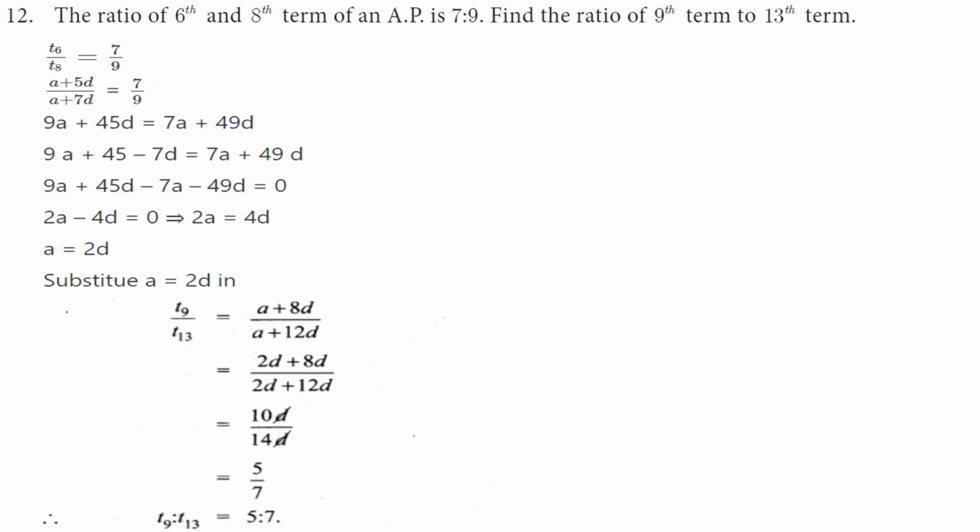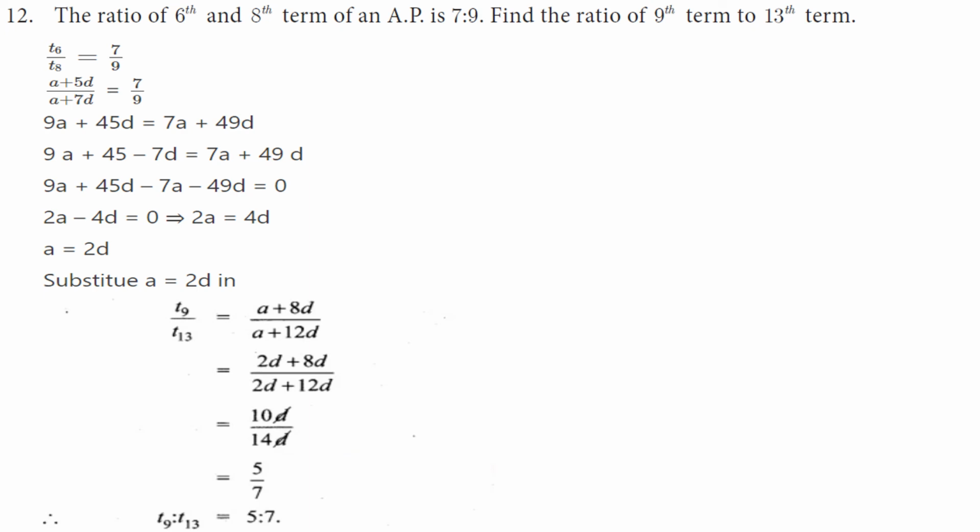Ratio of 6th and 8th term of an AP is 7:9. Find the ratio of 9th term to 13th term. That is T6 by T8 equal to given 7 by 9. T6 means what? a plus n minus 1 into d. So we write it a plus 5d by a plus 7d equal to 7 by 9. Cross multiply: 9a plus 45d equal to 7a plus 49d.